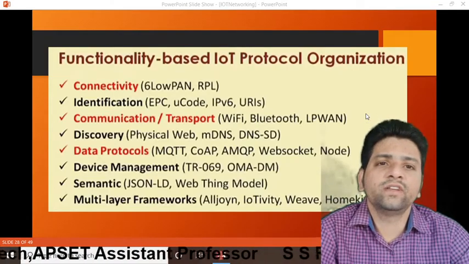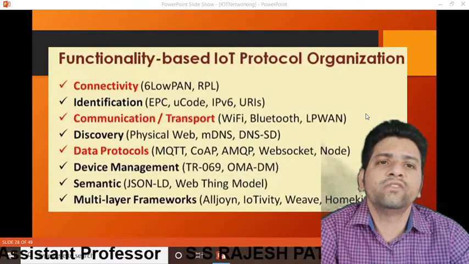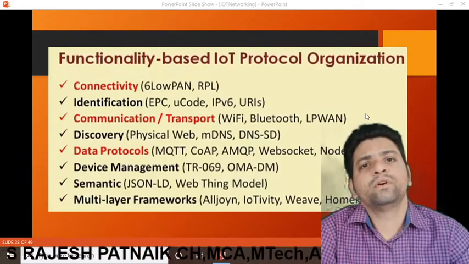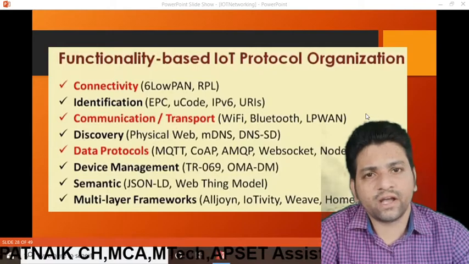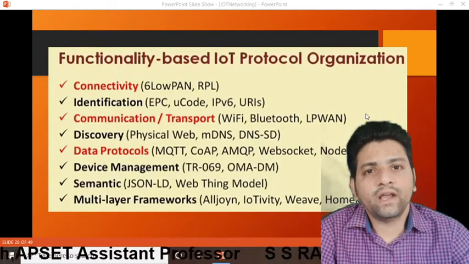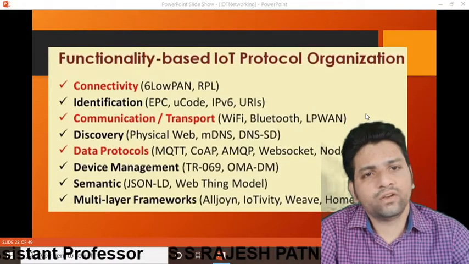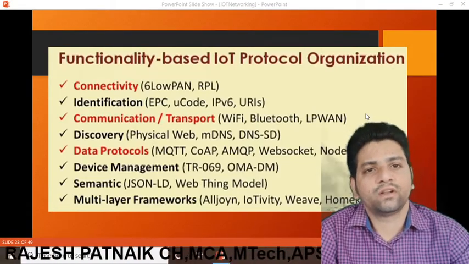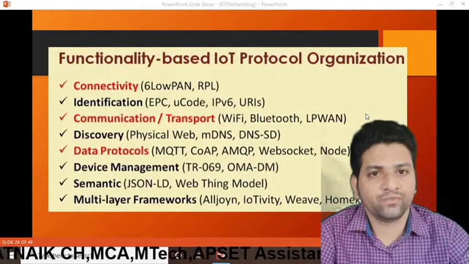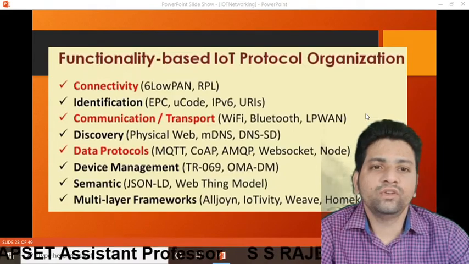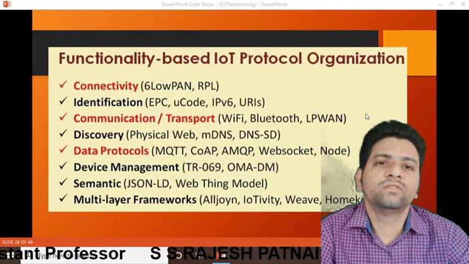Next, we also have different types of identification protocols. The identification protocols are used to identify a particular device, its identification number, our IP address or anything. So that is the identification protocols we are using, the different types shown in our slide.